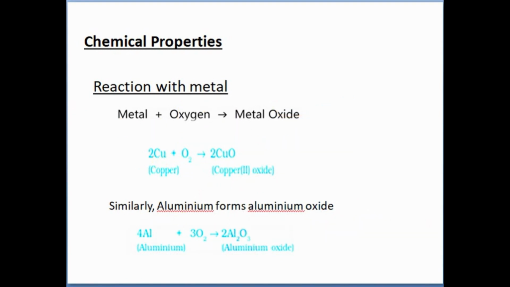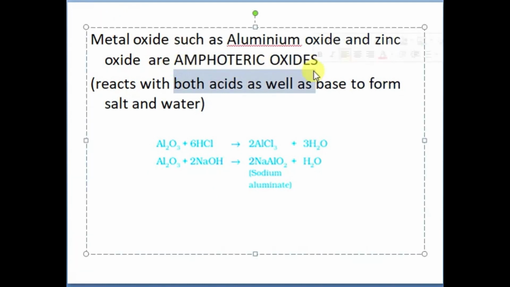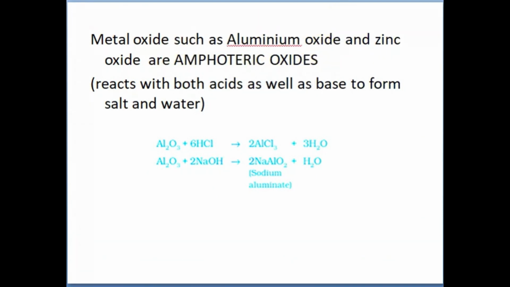Next we have something called amphoteric oxides. So what are amphoteric oxides? Amphoteric oxides are metal oxides, such as aluminium oxide or zinc oxide, that react with both acid as well as base to form salt and water. So they are called amphoteric oxides. Aluminium oxide and zinc oxide are examples, and these oxides react with both acids and bases to form salts and water.